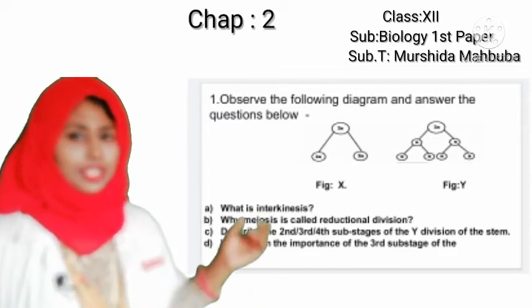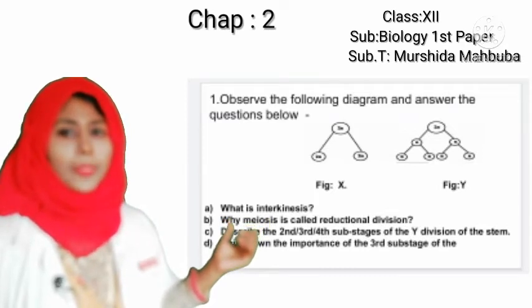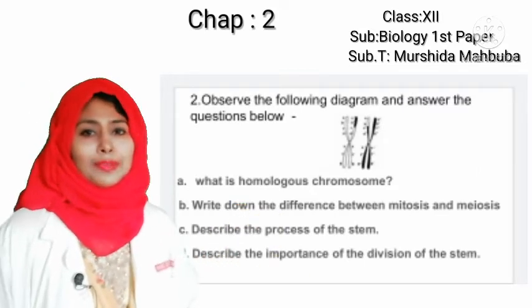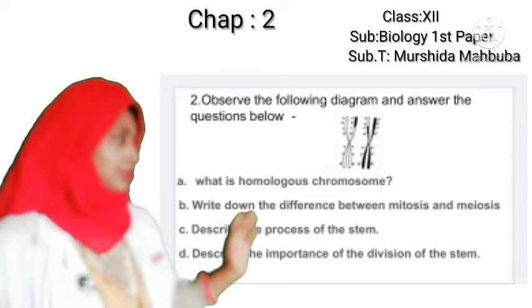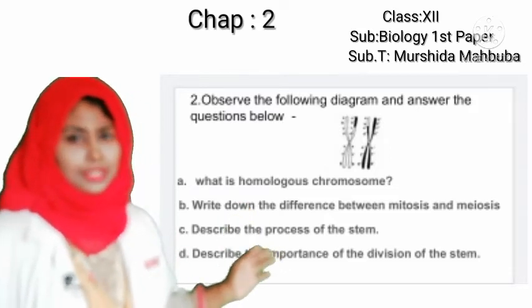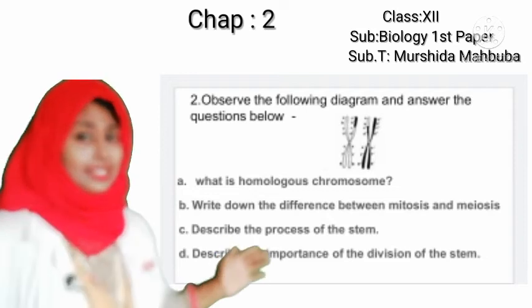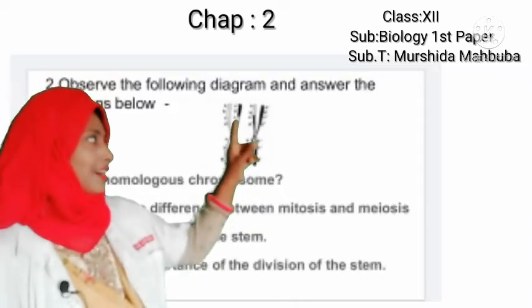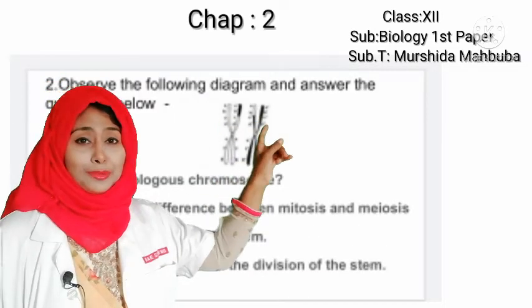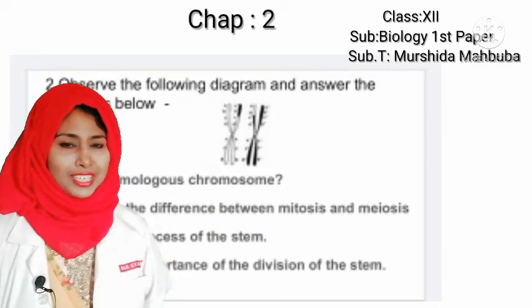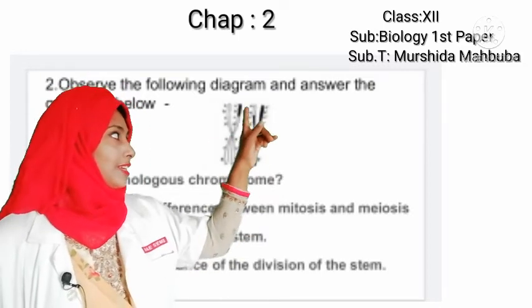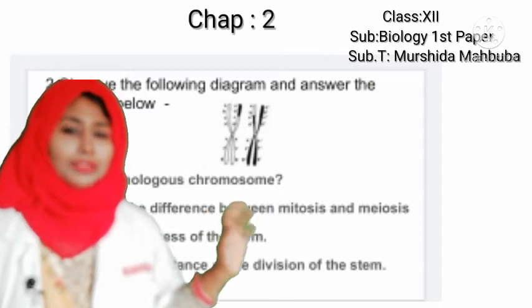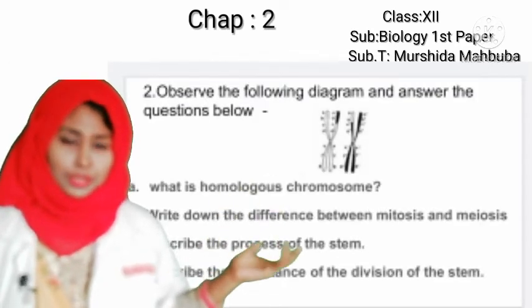Then another question we provide you. What is a homologous chromosome? You know what is a homologous chromosome. Write down the difference between mitosis and meiosis. We recently read it. Then describe the process of the stage. What is the process? Here we can see the exchange of chromosomes. Some part is exchanged here in between non-sister chromatids. So this is crossing over, and you have to describe the process of crossing over.